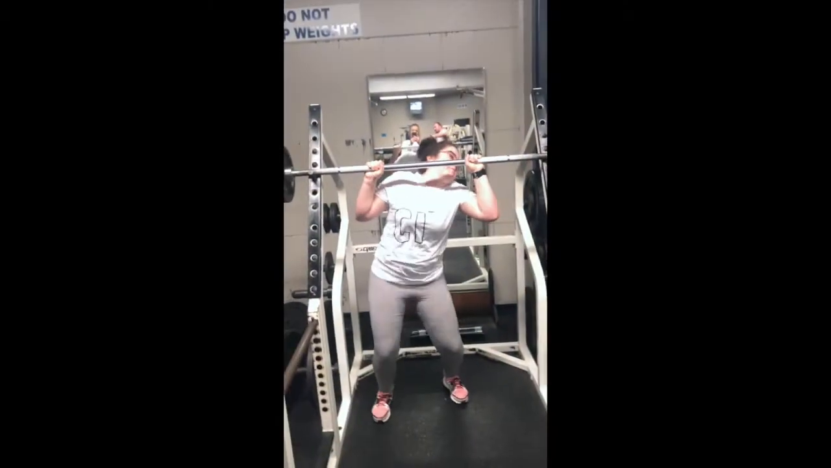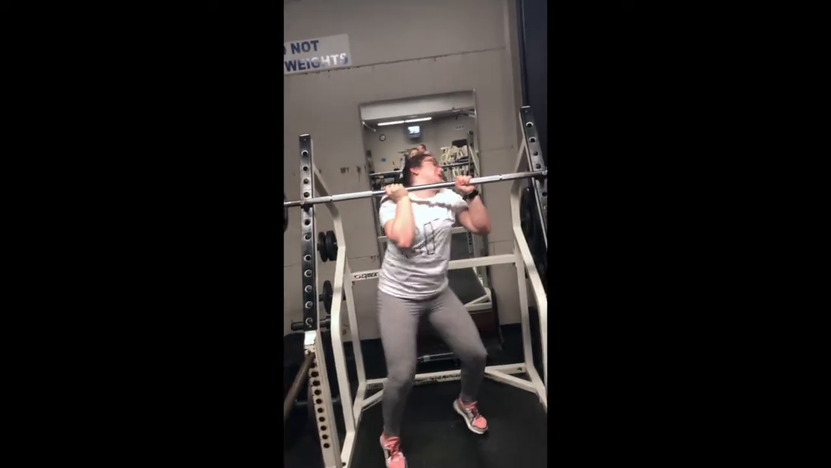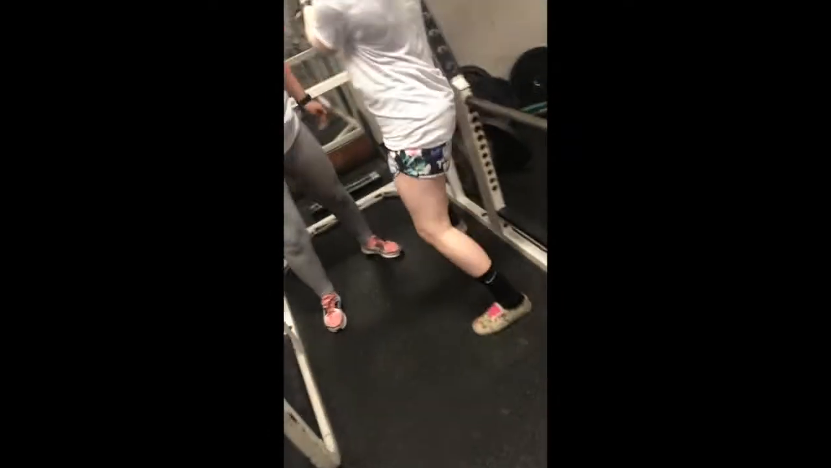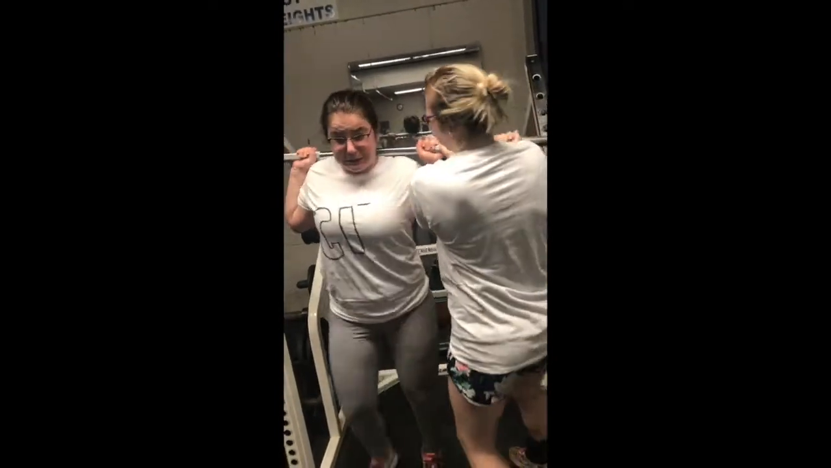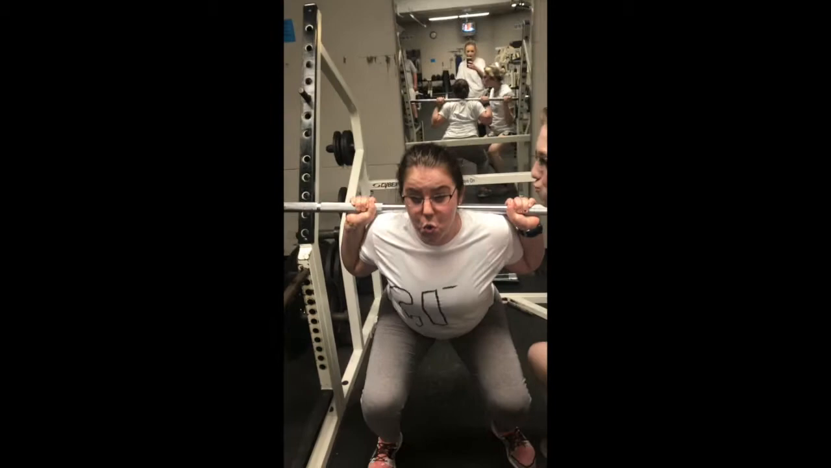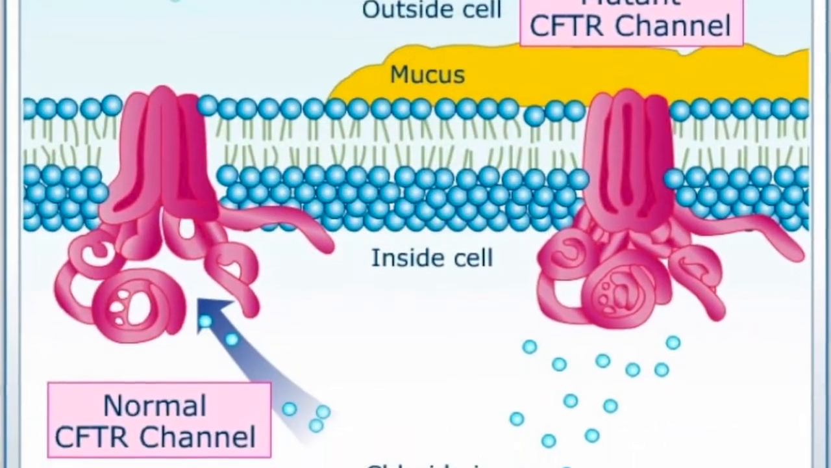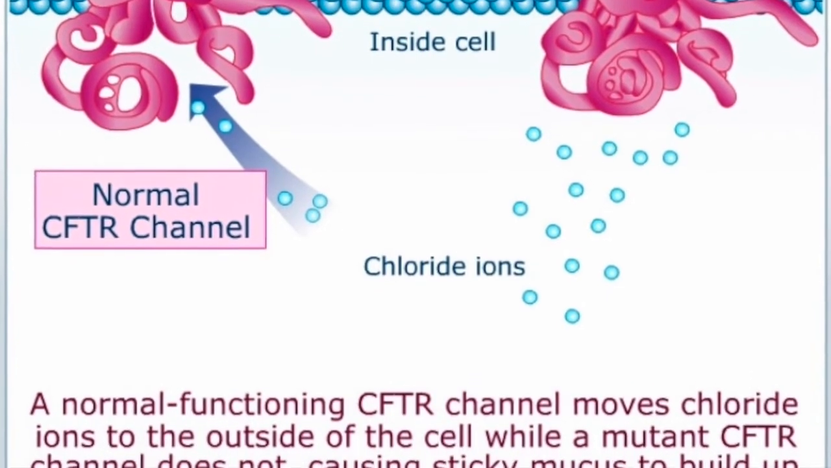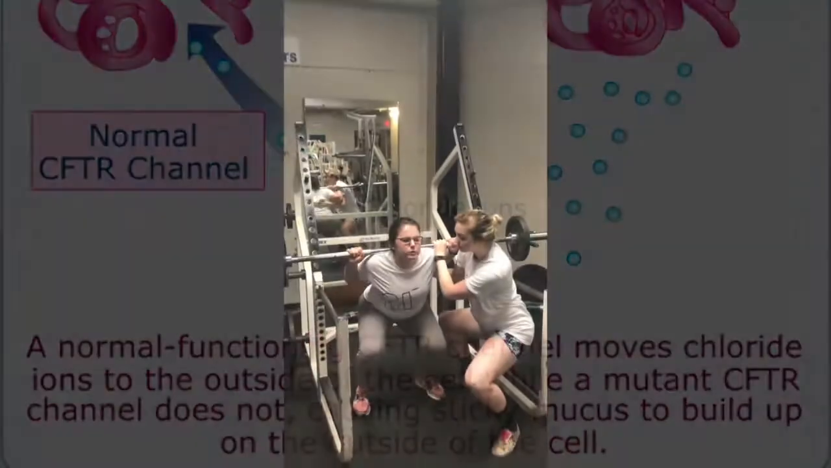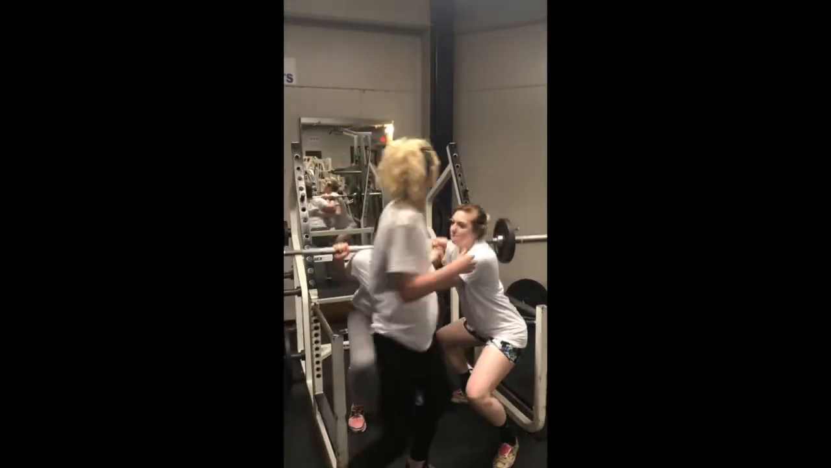In a normal cell, a chloride ion cannot enter or leave the cell on its own, so it needs assistance from the CFTR. Shown here, the CFTR is spotting a chloride ion in a lift it could not complete without help. A normal functioning CFTR channel moves chloride ions to the outside of the cell. However, a mutant CFTR channel does not, causing sticky mucus to build up on the outside of the cell, which is problematic for normal lung function.